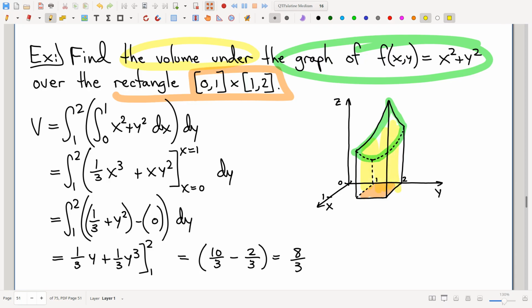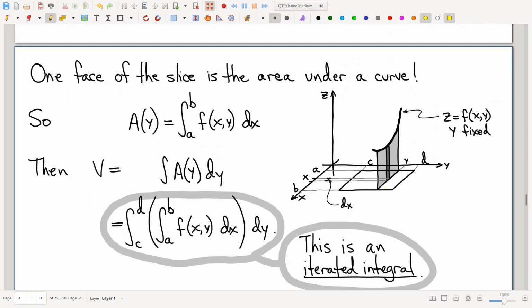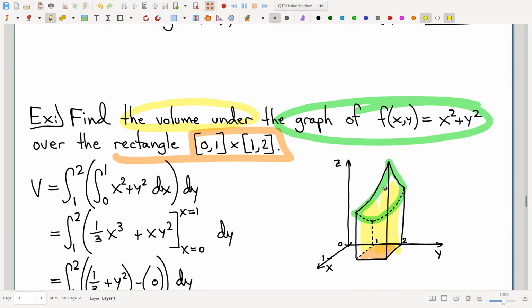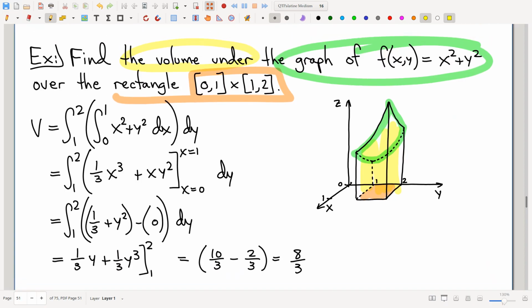And again, we've already done the slicing argument. You don't need to reproduce this argument that we've already done. We have an iterated integral that we know will compute that volume for us. So we just write it down. The volume is this integral right here.